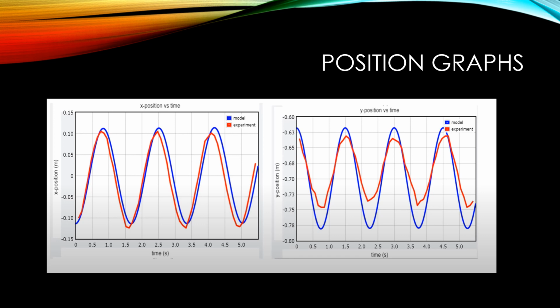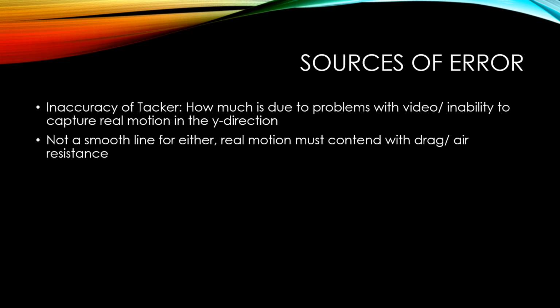So here are the position graphs. You can see that the model and experiment are relatively close in the x position and have a little bit more variation in the y. And then, sources of error and accuracy of Tracker: how much is due to the problems with the video / inability to capture real motion in the y direction, which is why there is more variance in the y graph than the x graph, and not a smooth line for either. For real motion, we must contend with drag / air resistance.